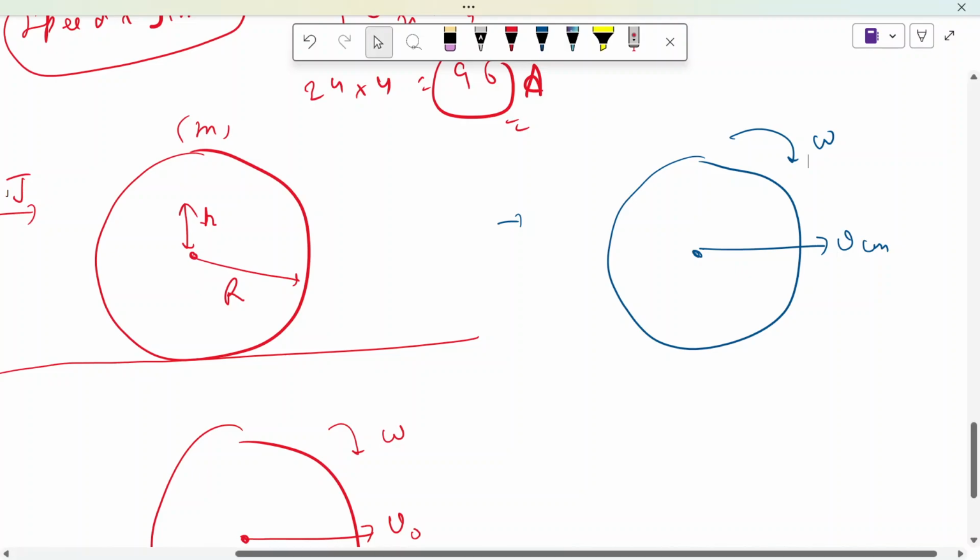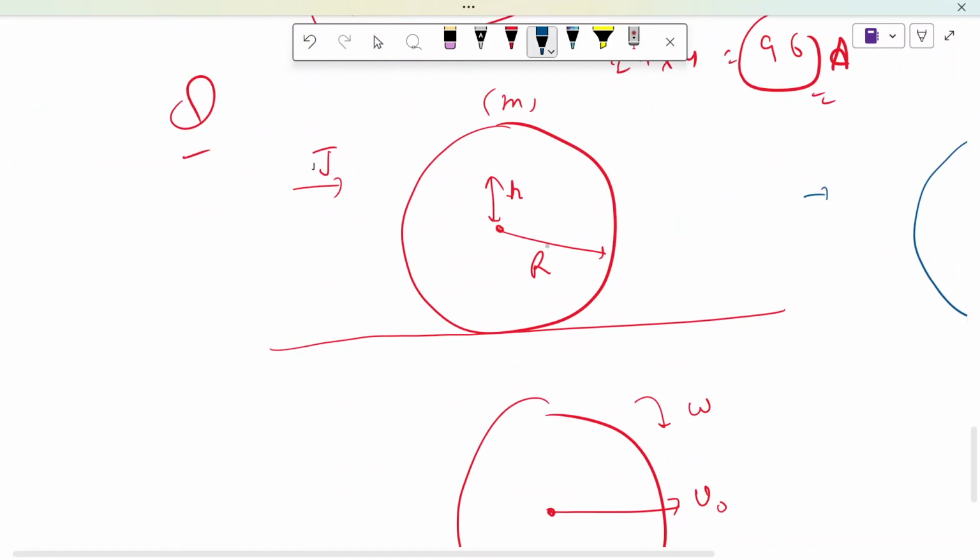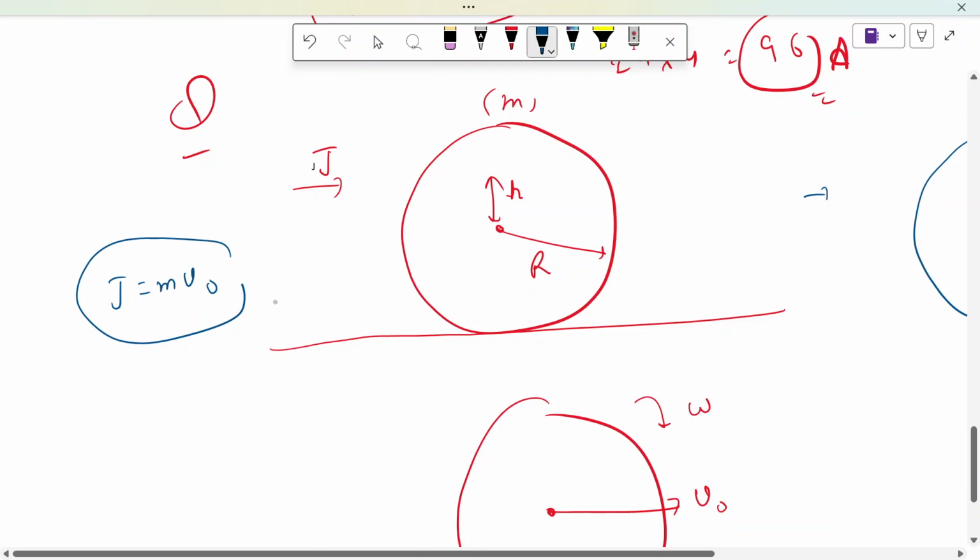First, we can write the simple equations. After the implementation of the impulse, it has acquired a center of mass velocity v naught. That implies j should be equal to m into v naught. The next equation is given by applying the angular impulse-momentum theorem on the spherical shell itself. That implies j into h should be equal to 2 by 3 m r square into omega.